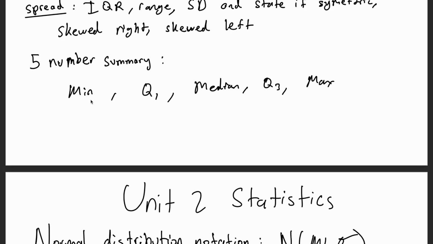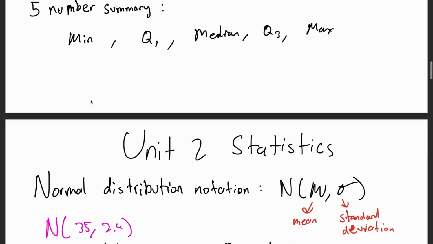So the 5 number summary is essentially 5 numbers. The minimum is one of them. Then the quartile 1 number. Then the median. And the quartile 3, and the max.